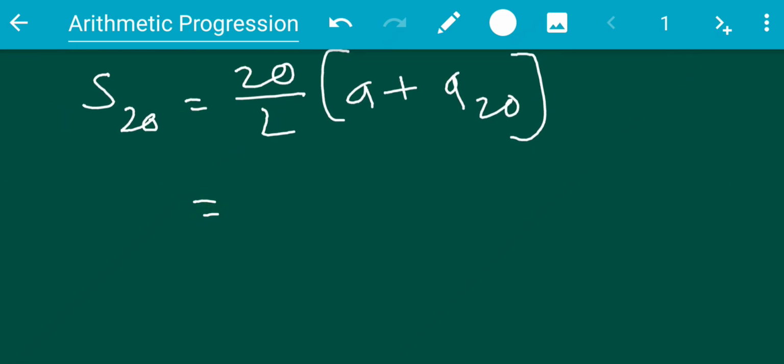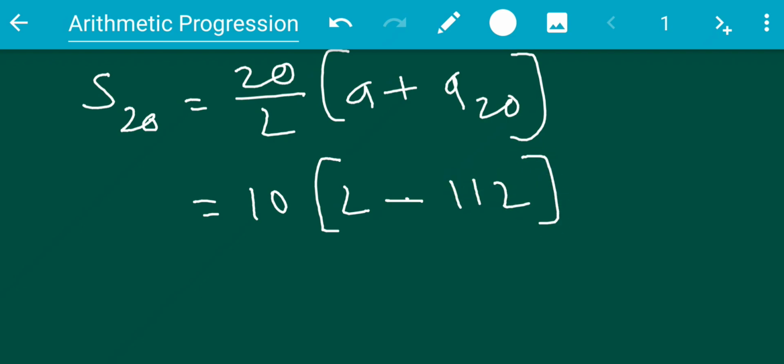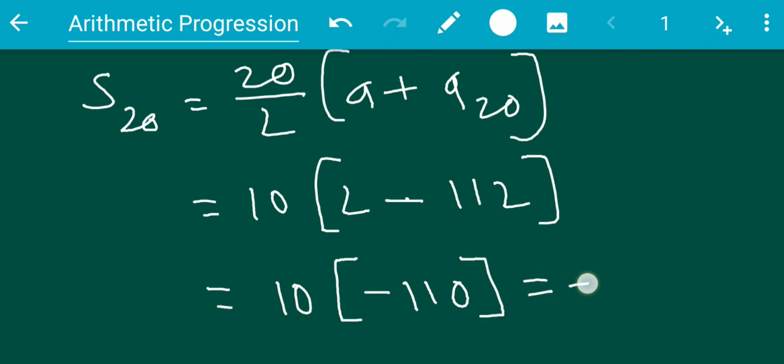So you can write 10 into 2 minus 112, that is 10 into minus 110. So this is nothing but minus 1100. So this is the solution. This is how you can find the sum of n terms of AP using both the formulas.